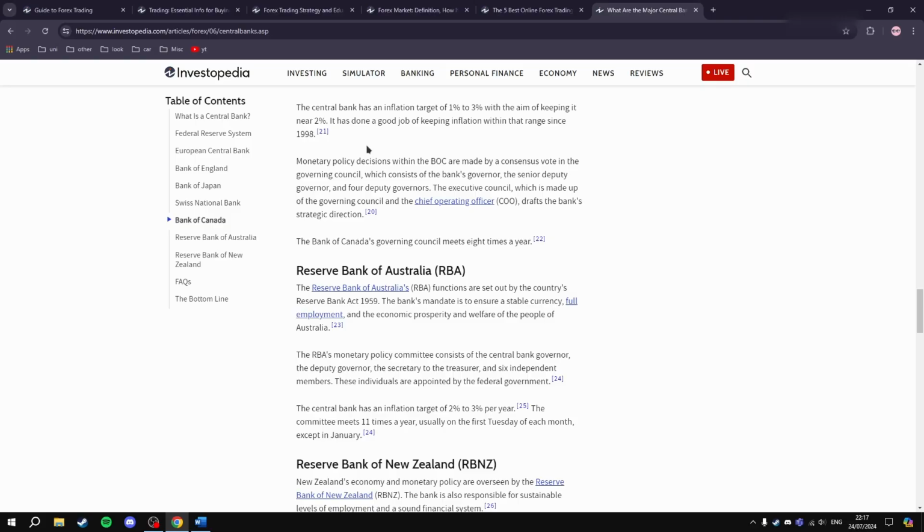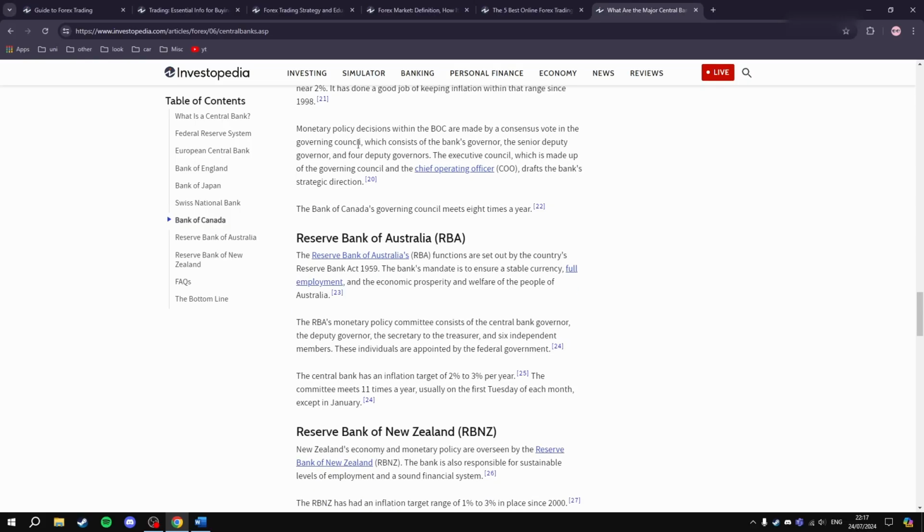Since 1998, monetary policy decisions within the Bank of Canada are made by consensus vote in the governing council, which consists of the bank's governor, the senior deputy governor, and 4 deputy governors. The executive council, which is made up of the governing council and the chief operating officer, drafts the bank's strategic direction. The Bank of Canada's Governing Council meets 8 times a year.